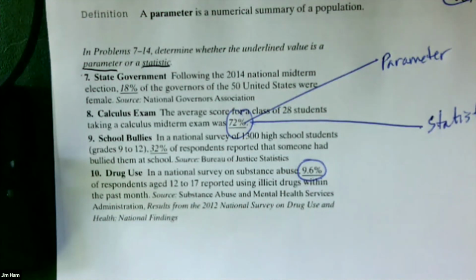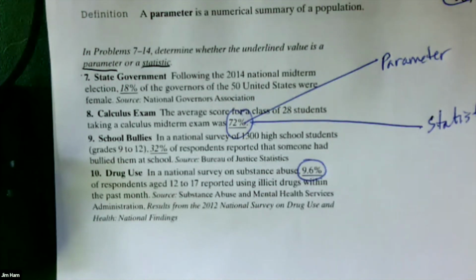Now, here's another way that we could ask this question. Suppose a professor gave a randomly selected 28 calculus students a midterm, and the score turned out to be 72, and then they inferred the result of that midterm to all other students taking calculus. You see, in the second scenario, we were inferring from the smaller group, the sample of 28 students, to a larger group. That would be statistical inference.